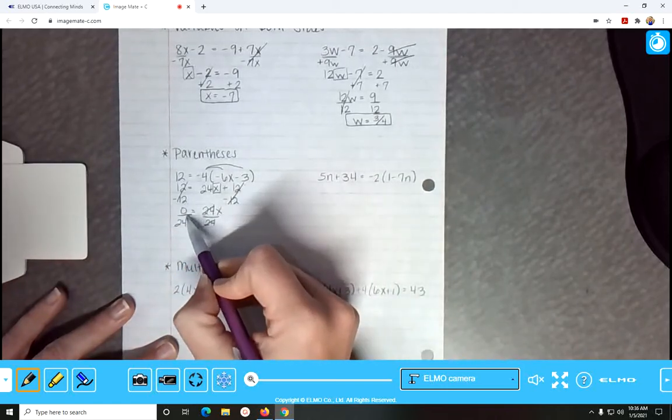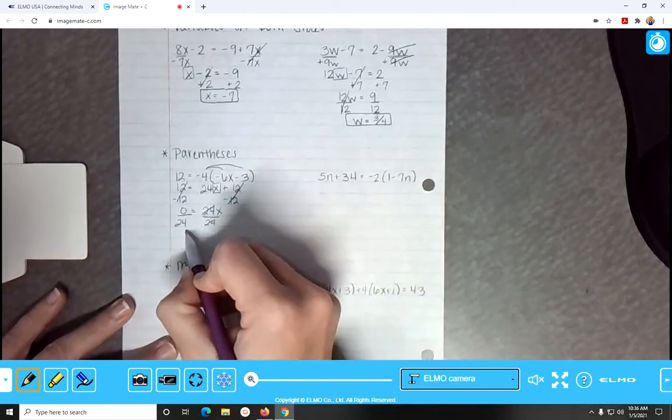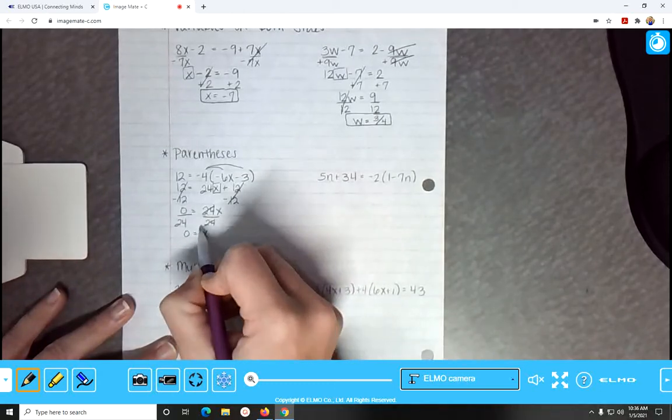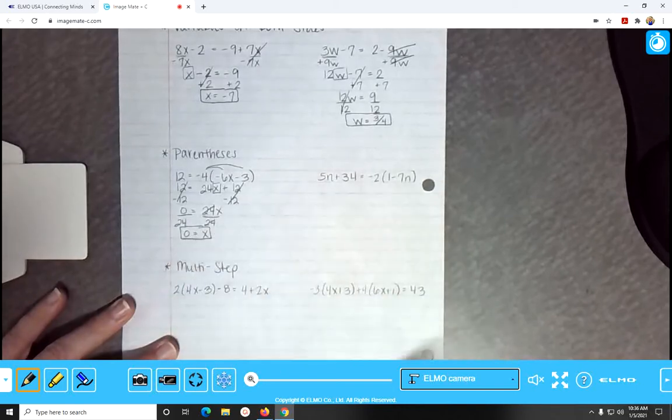And remember, 0 divided by anything is still going to be 0, no matter what that number is underneath. So our solution is actually 0 for that one.